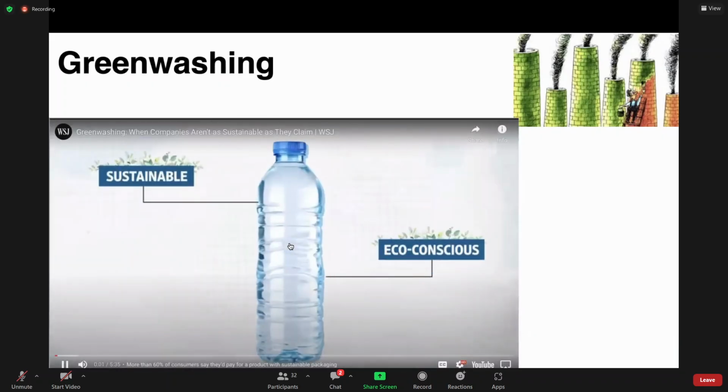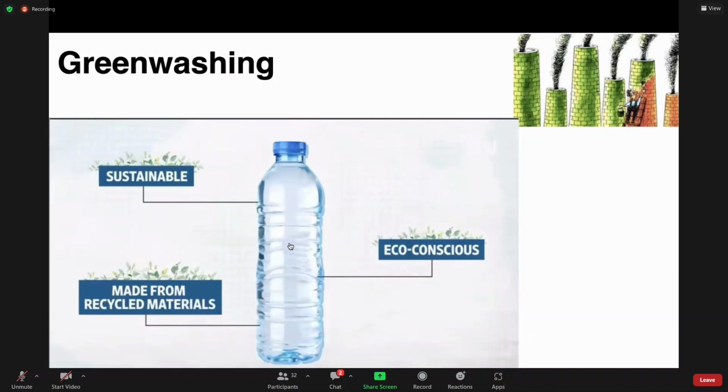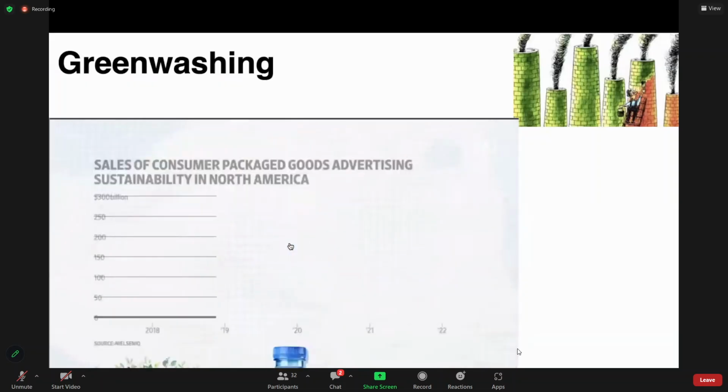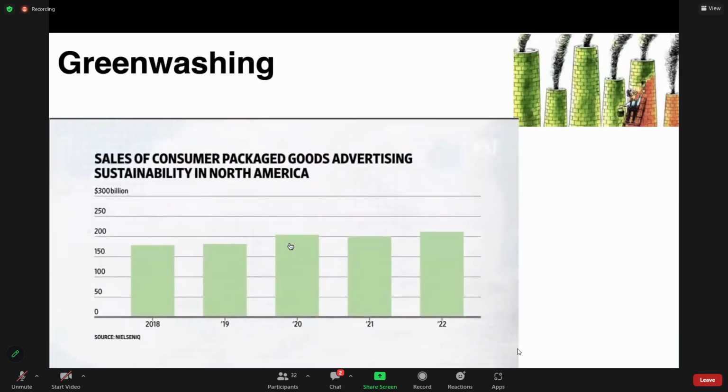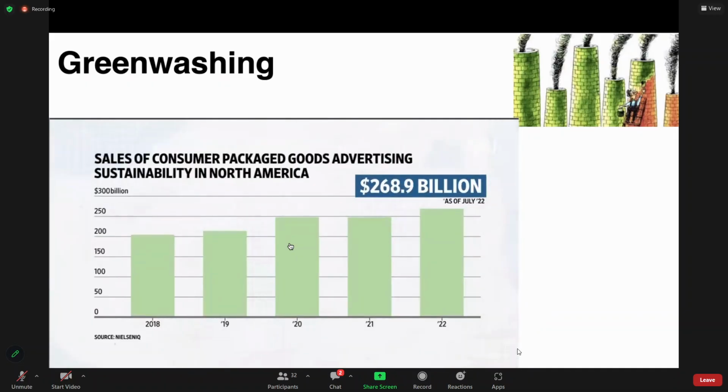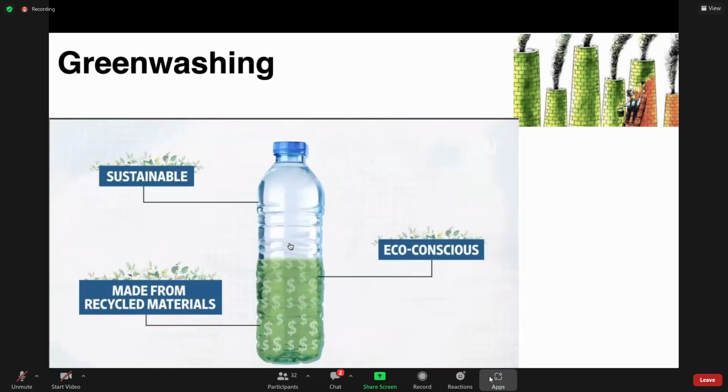Sustainable, eco-conscious, made from recycled materials. Companies are using phrases like these more and more frequently today. Sales of consumer packaged goods advertising sustainability in North America rose by over 30% in just 5 years, reaching an estimated $268.9 billion in 2022. And more than 60% of consumers say they'd pay more for a product with sustainable packaging.